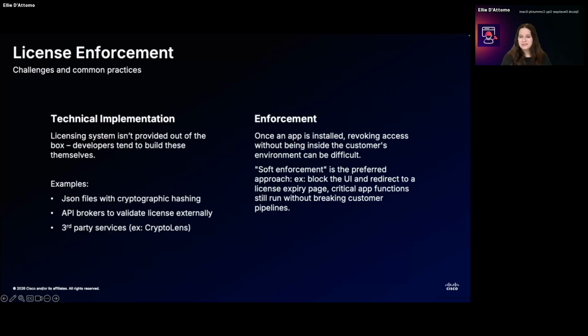I've put some examples on this slide. One developer has used third-party services, JSON files, or API brokers to validate their licenses. One really cool example that I found was a developer who was doing a token system and embedded Stripe directly into their app to have customers pay for it, which was really cool. Generally, there's a lot of flexibility for you as a developer in how you want to accomplish licensing, and how you do it will be very unique to the type of app you're building. But it is something to keep in mind.